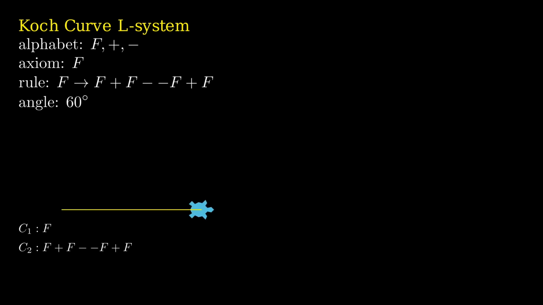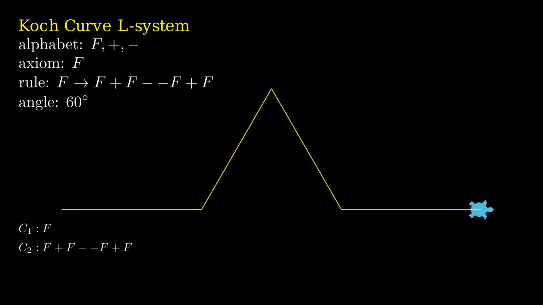The first F says move forward 1 unit. The plus sign means turn left 60 degrees. The next F again moves the turtle forward 1 unit. The two minus signs indicate 2 right turns of 60 degrees, followed by another move forward, followed by another left turn of 60 degrees, and then a final move forward.